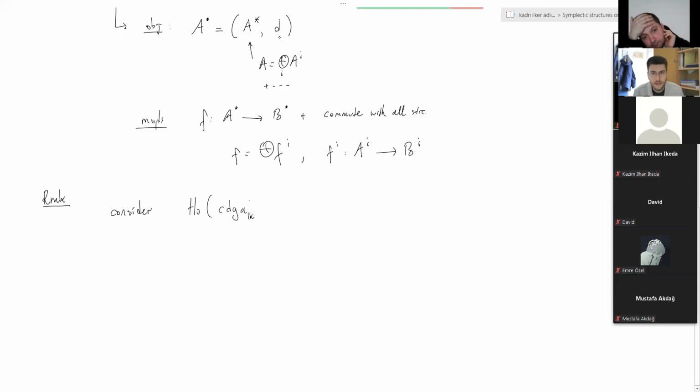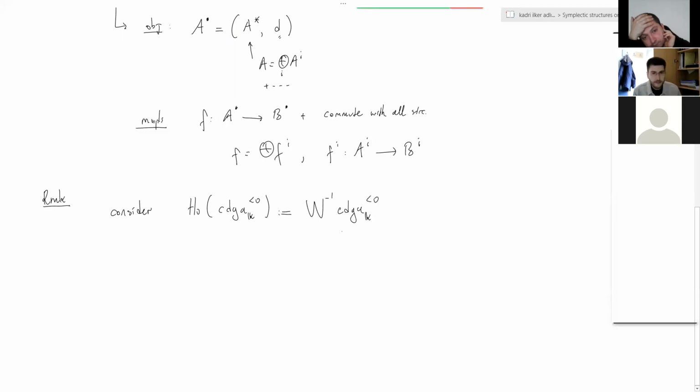CDGA, K, concentrated in negative degrees. Okay, and this is obtained by the usual localization procedure by the weak equivalences. CDGA, K, negative, and here, this is the weak equivalences. We just formally invert everything. So these are just quasi-isomorphisms. So this is our weak equivalences.